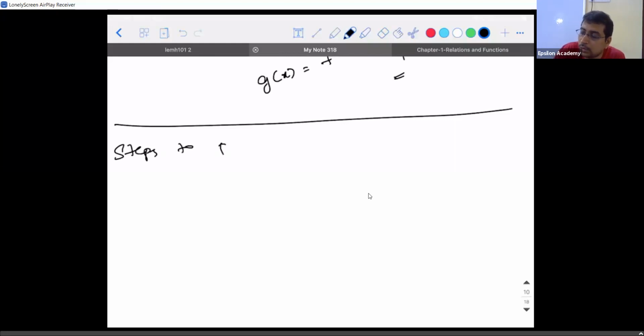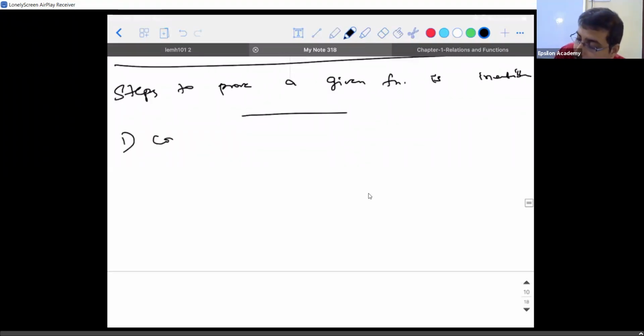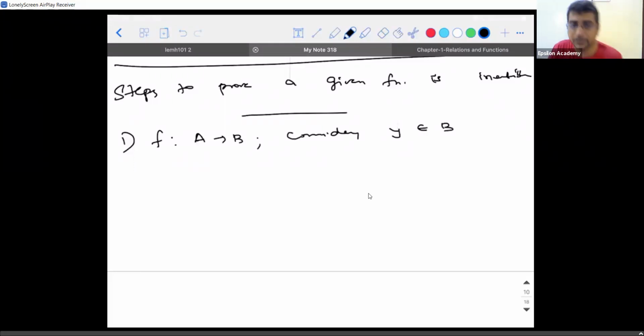Steps to prove a given function is invertible. Steps to be followed? First, consider a function. If f is a function mapped from A to B, then consider y that belongs to set B. Then find the range, x in terms of y.